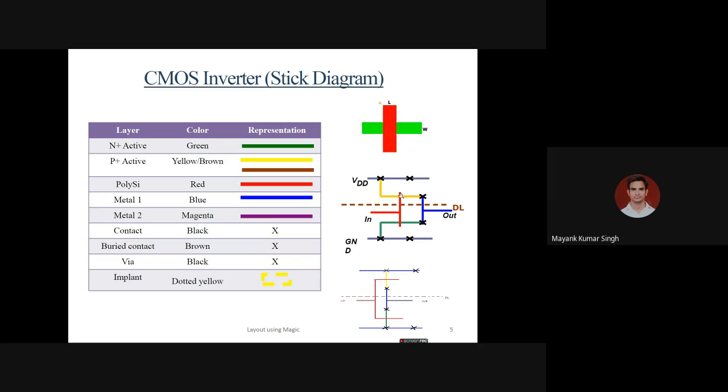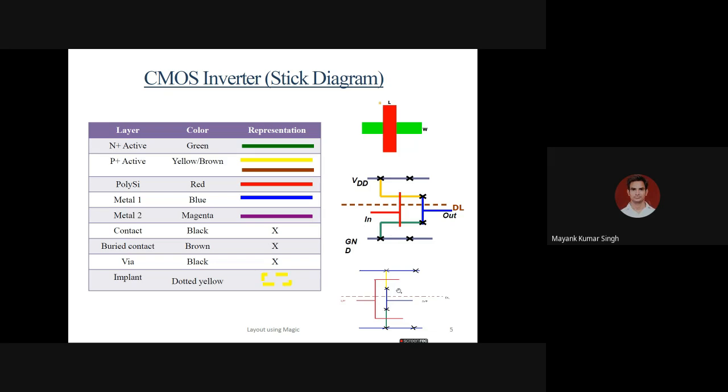So we can see here, this is the poly and this is the diffusion. So we are getting a cross here, which means it makes a MOSFET. And here also. So this is the PMOS and this is the NMOS. In a similar way, there are others, metal 1, metal 2 also shown here.